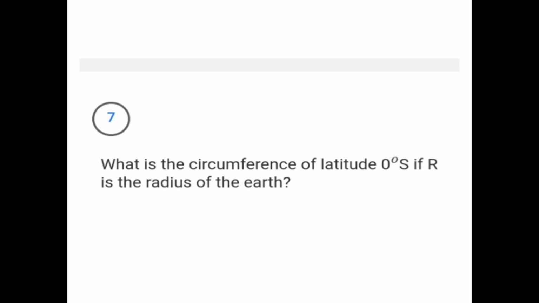Number 7. What is the circumference of latitude 0 degrees south if R is the radius of the Earth? So the circumference of the latitude is equal to 2 pi r cos theta, where r is the radius of the Earth.